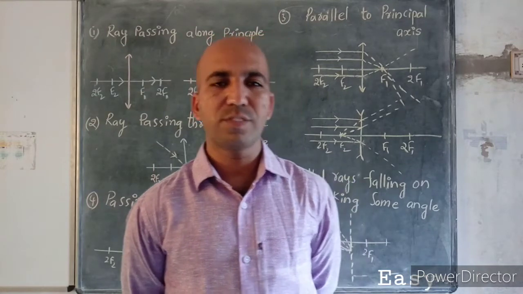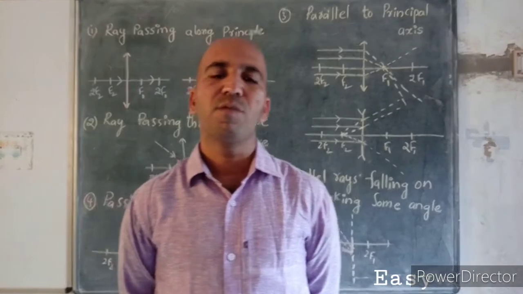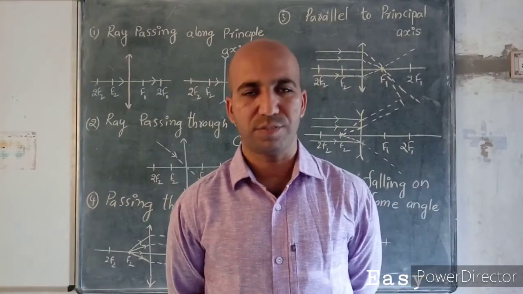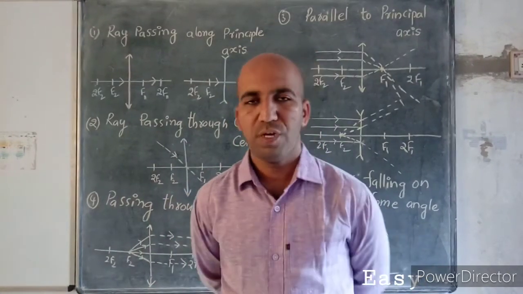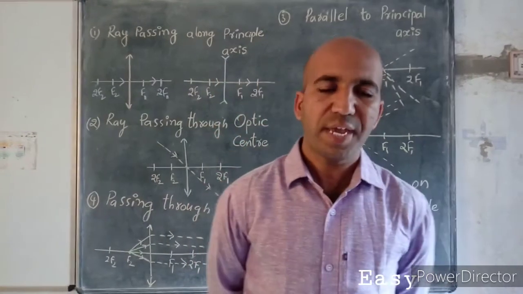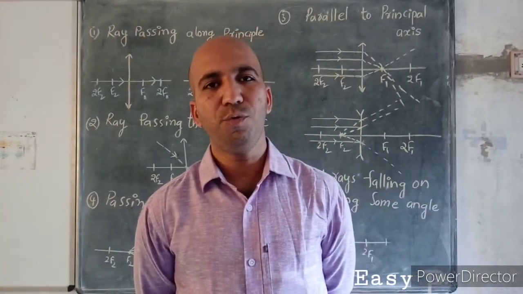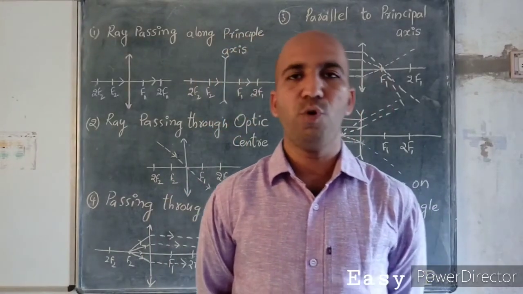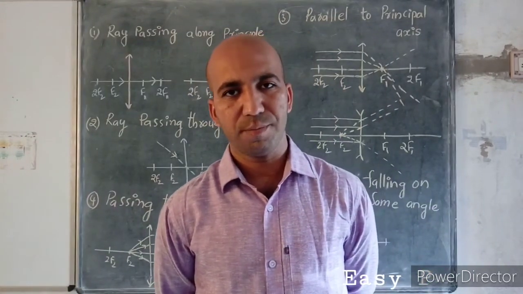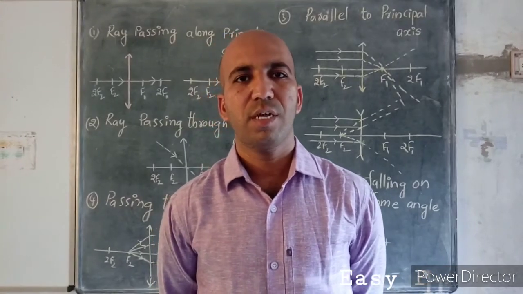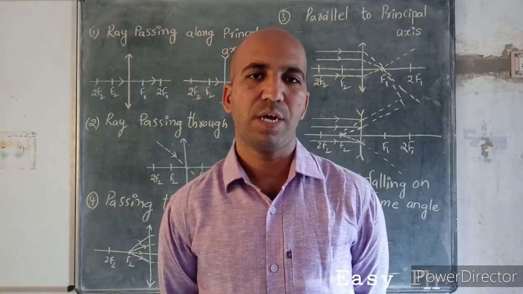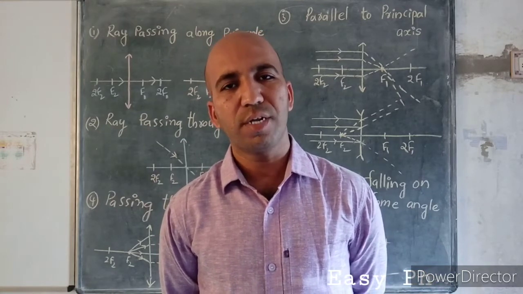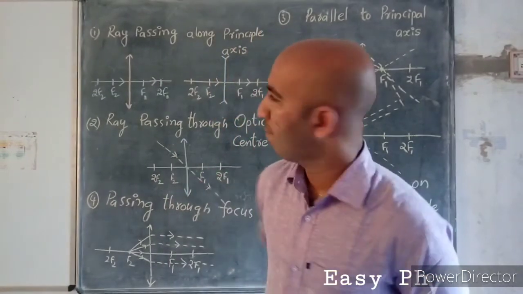Let us try to understand the behavior of a light ray when it is passing through a convex lens or a concave lens. Here are a few cases that we need to understand. Before taking the first case, let us understand how we denote a convex lens or a concave lens while drawing ray diagrams.